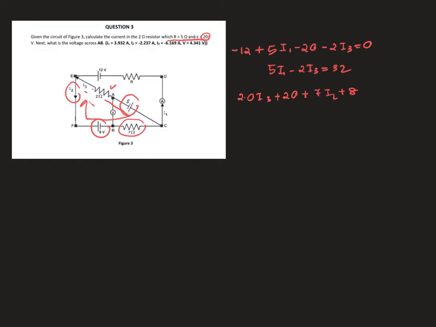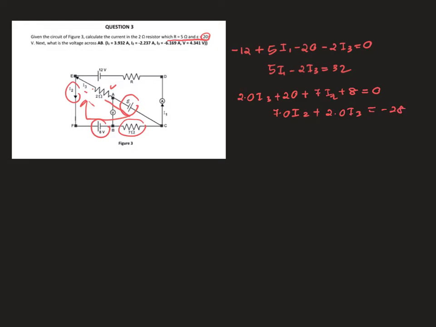Double check everything, and make sure you didn't leave out any resistor, internal resistor or battery. It's going to be equal to 0. Simplify everything, and you are going to get 7.0 I2, this is I2, plus 2.0 I3 equivalent to negative 28.